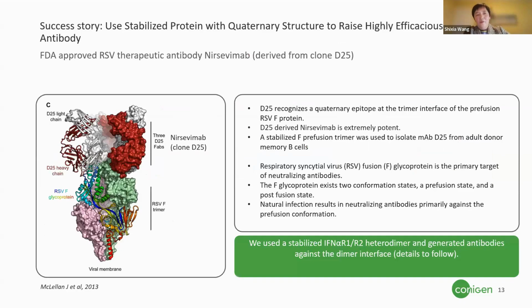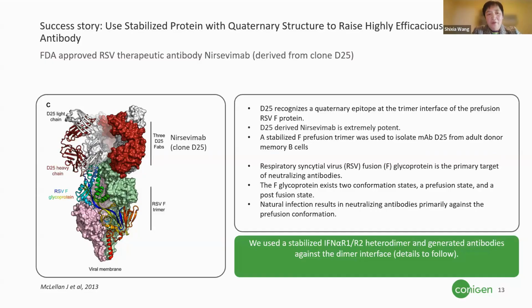Here is a successful story, antibody discovery against RSV. This is a viral infectious disease. In 2023, an antibody called nirsevimab was approved. This antibody was very efficacious and also has good safety profiles. The antibody was generated using a stabilized protein with a conformational structure. This is just one of the examples.